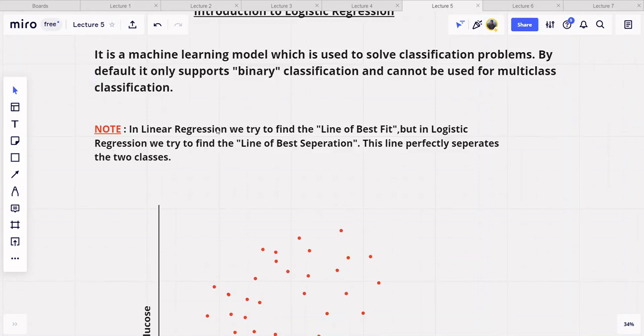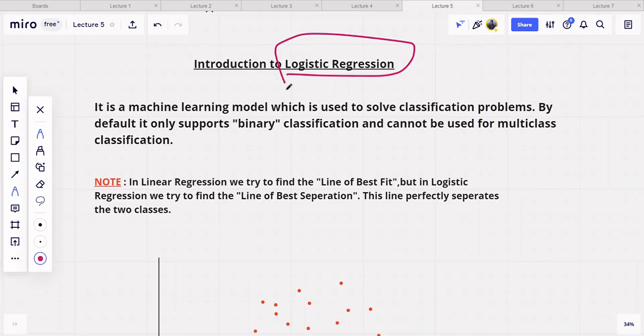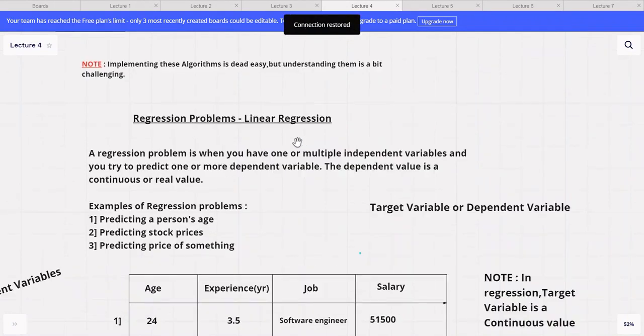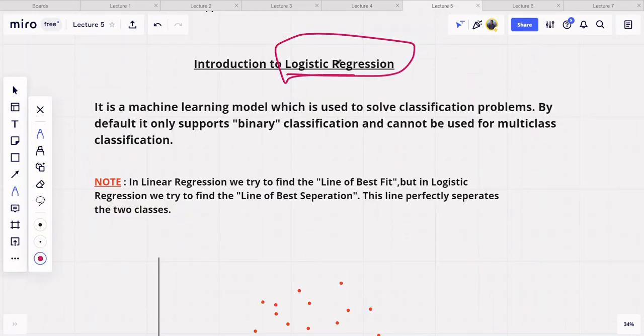So how does logistic regression work? First of all, don't get confused with its name, just because it has regression in its name. Logistic regression is an extension of linear regression, and it's very similar to linear regression. That's why it's named logistic regression. But it has nothing to do with the regression problem. We use logistic regression only for a classification problem, more specifically for a binary classification problem.